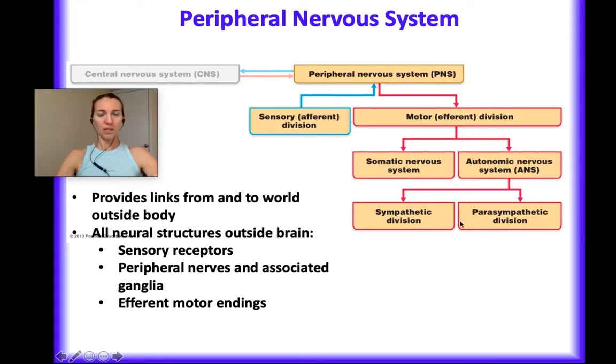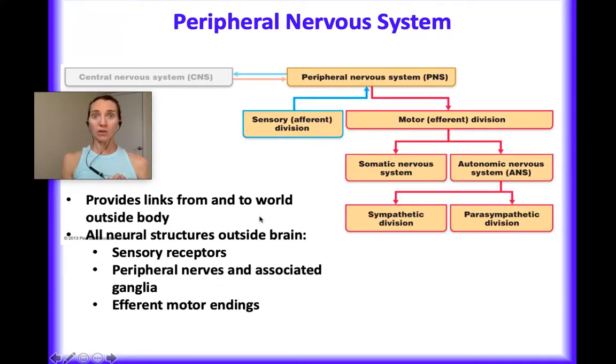and its branches. With the peripheral nervous system, you can think about it as allowing information to be passed to the brain and also a highway through which decisions that the brain makes can be carried out. So this is going to include all of the links from and to the outside world.